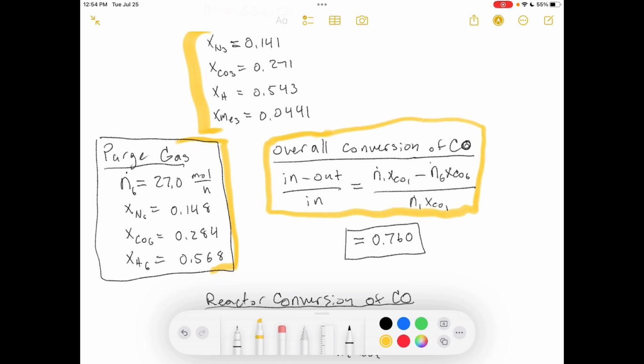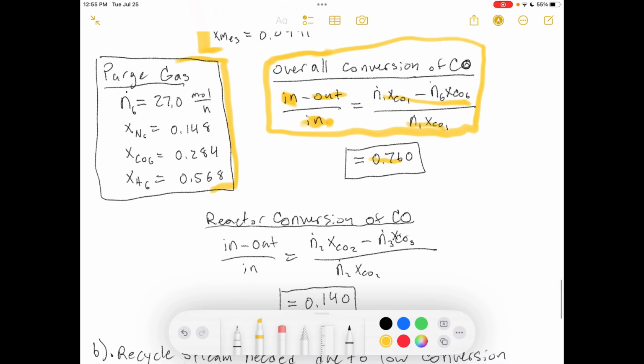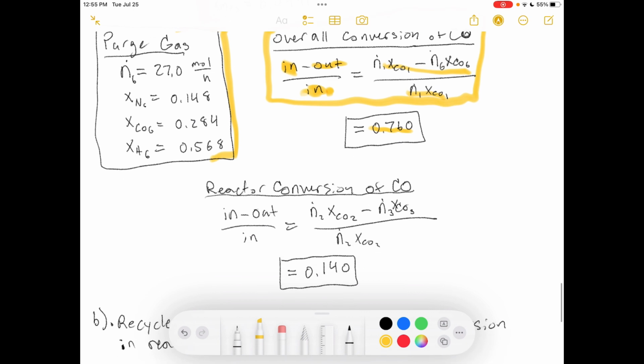That's if you draw a box around the entire process, how much carbon monoxide is going in, how much is going out. Then that difference is how much is converted. So it's converted divided by how much you put in, okay? So how much was converted, how much did you put in? So 76% of the carbon monoxide that goes in to this process gets converted into methanol, okay?